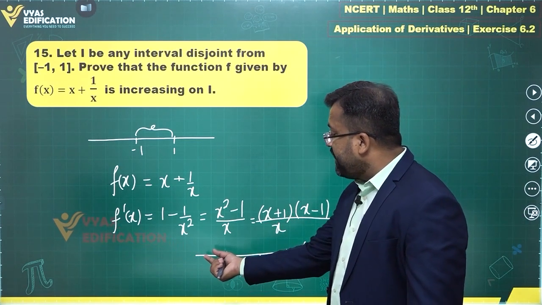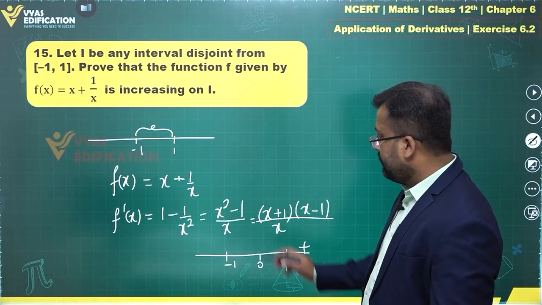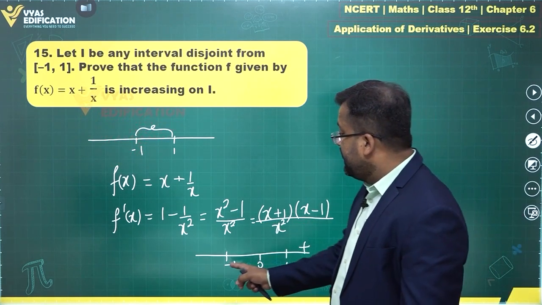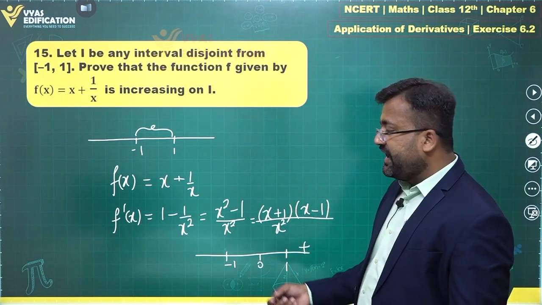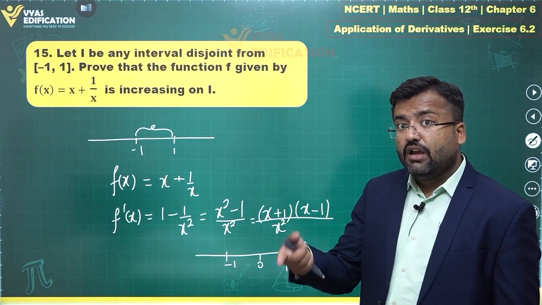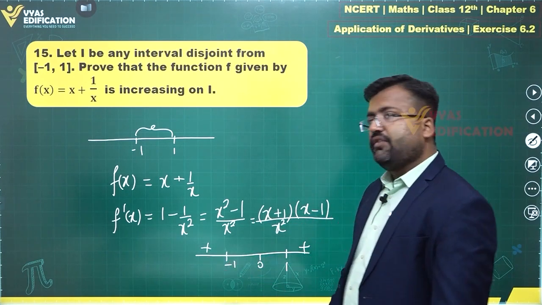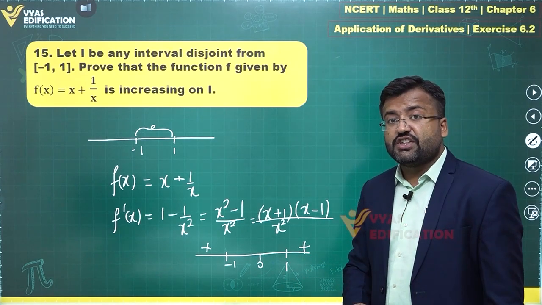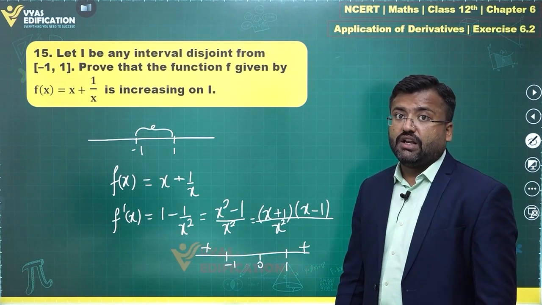Before -1, let's take -2. This is -2 plus 1. What will that be? By the way, this is x square in the denominator. Let's not make a mistake there. -2 plus 1 will be negative. -2 minus 1 will be negative. -2 square is positive. So, negative, negative and positive will be overall positive. Okay. So, in this interval the function is increasing. In this interval the function is increasing. These are disjoint intervals from -1, 1.